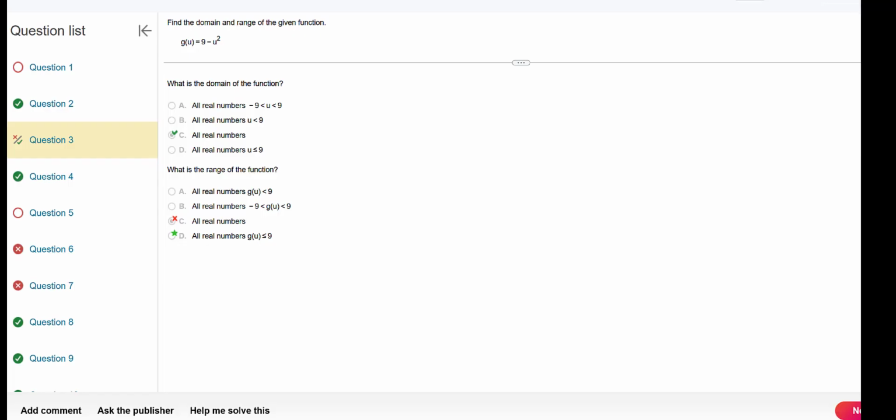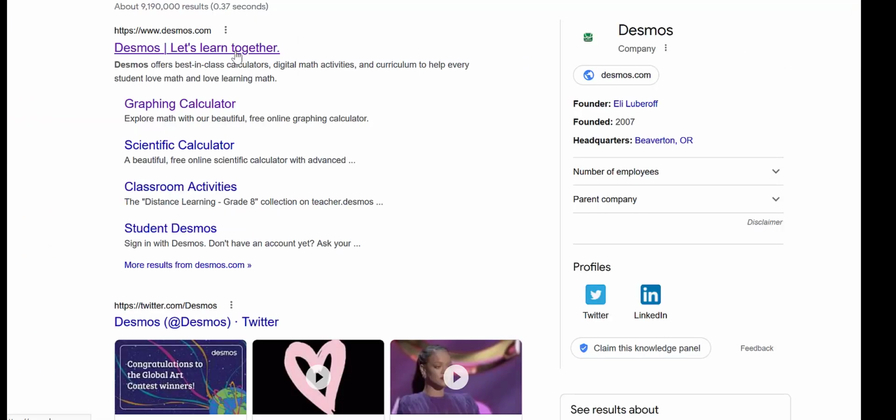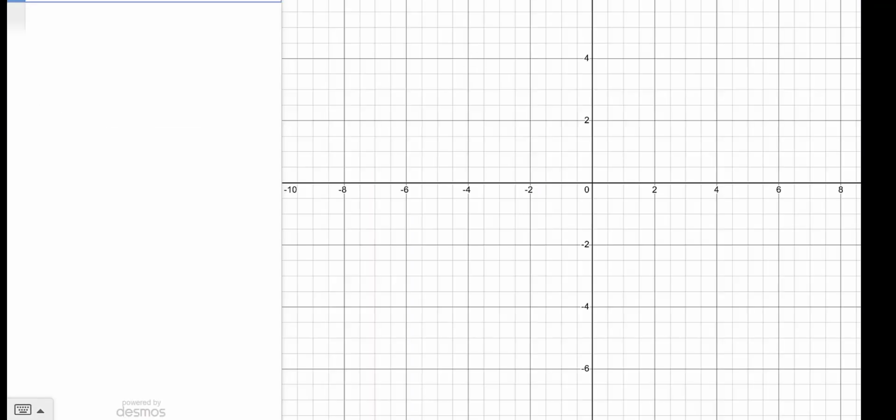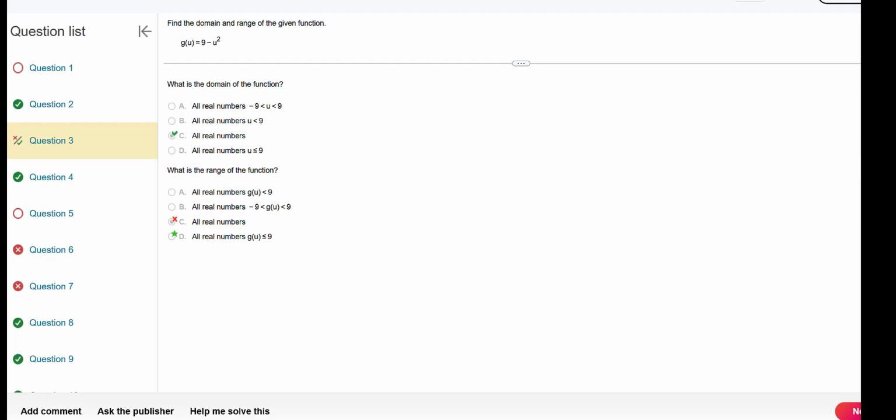Looking at question number 3, domain and range. So the domain is the set of input values we can put into the function, and the range is the set of output values. I really like to graph these functions. So I'm going to go here to Desmos and click on the graphing calculator, and our function is going to be 9 minus u squared.